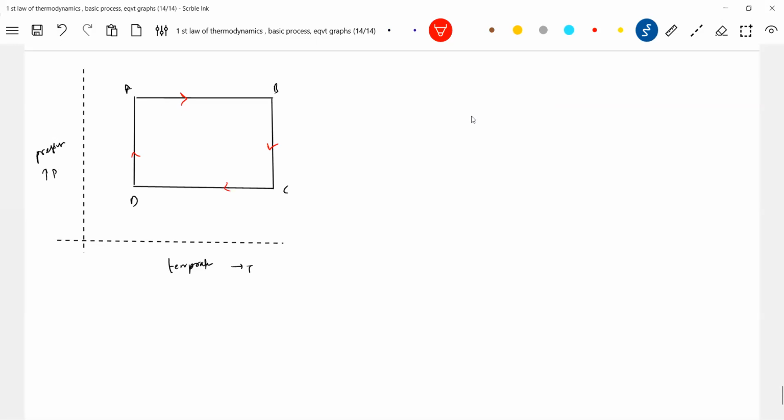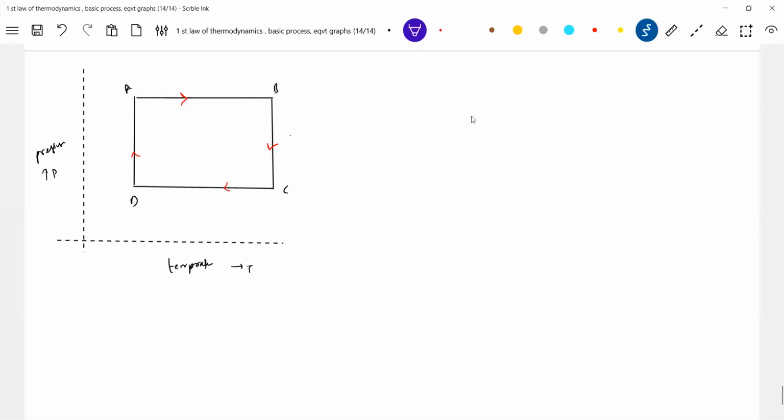What will happen here? You must come here, no? There's a isobaric process. So as temperature increases, volume should also increase. So VB greater than VA. So what is this? Isobaric heating. What is this? Isobaric cooling. What about these two? This is isothermal compression. This is isothermal expansion.